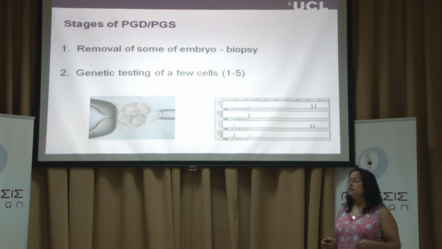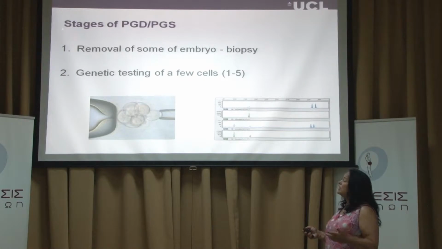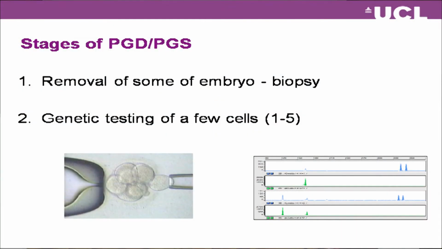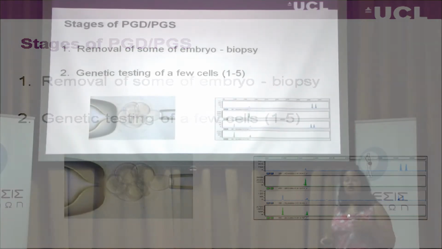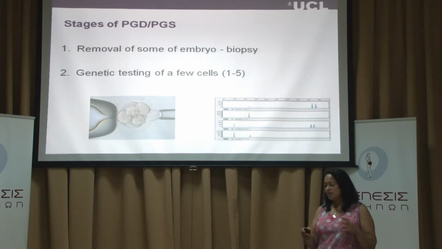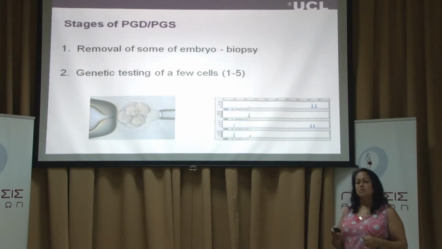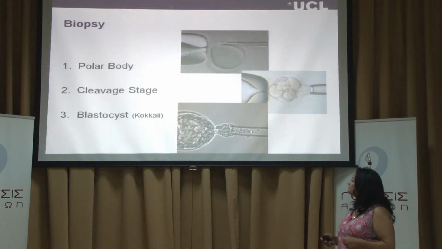So the stages of PGD and PGS, you probably know these, but we've got to obviously generate the embryos in our IVF lab first, and then we're going to do embryo biopsy, where we remove some of the embryo, and then we take those cells that we biopsy, and we'll do our genetic test on those few cells. So what we would do on a PGD case, we would biopsy all of the embryos that got to the right stage, and then take those cells and do our genetic analysis, and then from those results choose which embryos would be best to transfer.